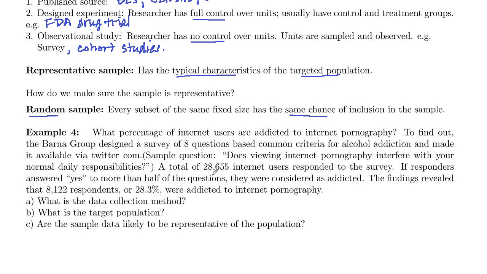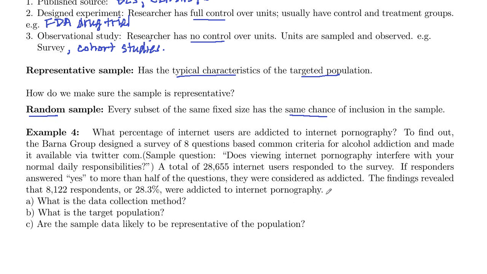So we had a total of 28,655 internet users that responded to the survey. If the responder answered yes to more than half of the questions, so I guess they didn't use a Likert scale, they used yes/no, they were considered addicted. This is not an exact science. Different researchers would have different criteria for what they would consider as being addicted. The findings revealed that 8,122 respondents, or 28.3%, were addicted to internet pornography. So it's actually quite a large social problem.